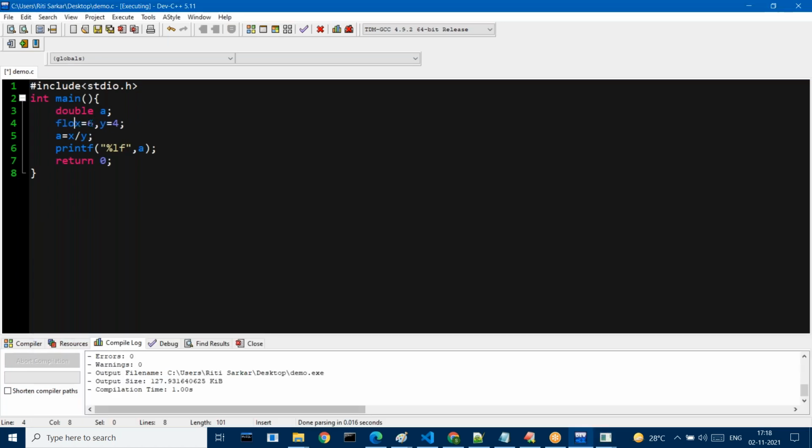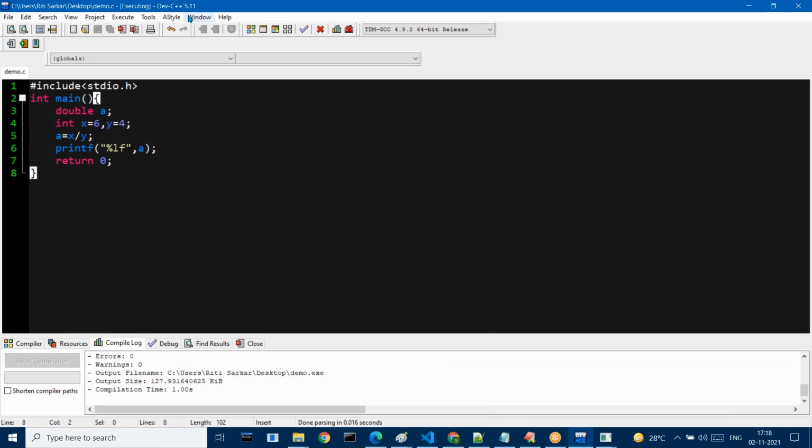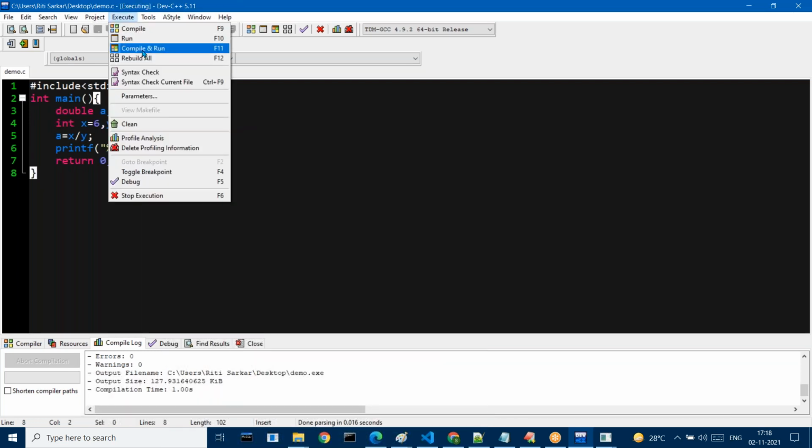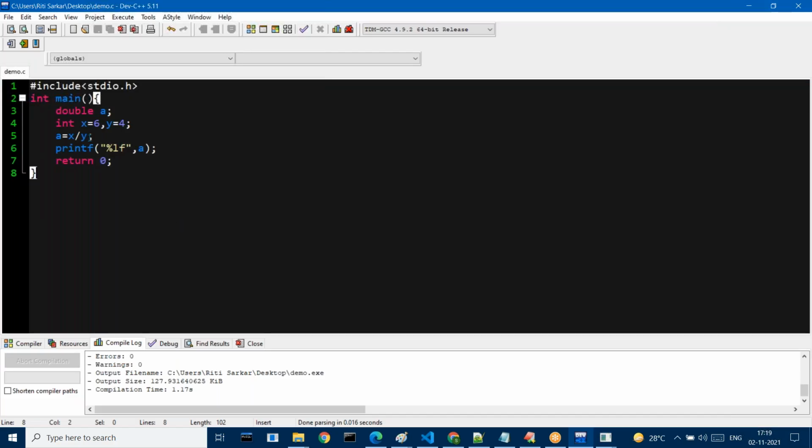But suppose you are not allowed to change the data type here. You have to work with int x and int y, 6 and 4. You are not allowed to change the data type, but still you expect that result. Normally it is not coming. What will we do? Out of x and y, any one of them, your choice, either x or y, you can make explicit typecasting.